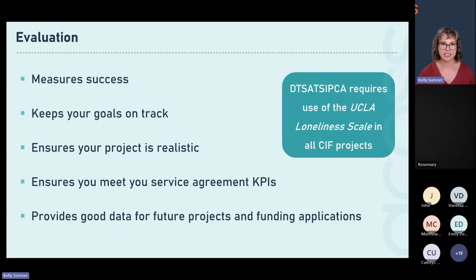Now, I'll note that the department, and that is the acronym for the department. Oh, actually, I think there's a bit of a typo in there. My apologies. But the department does require for the Community Innovations Fund the use of the University of California, Los Angeles loneliness scale in CIF projects. So if you are looking at applying for CIF when the round opens, it's a good idea to have a look at that first up and see how you will integrate that into your work.